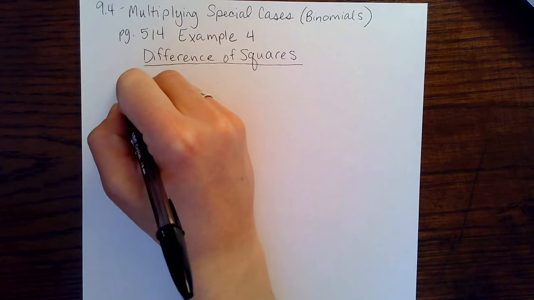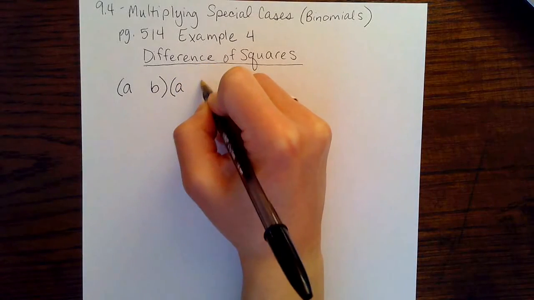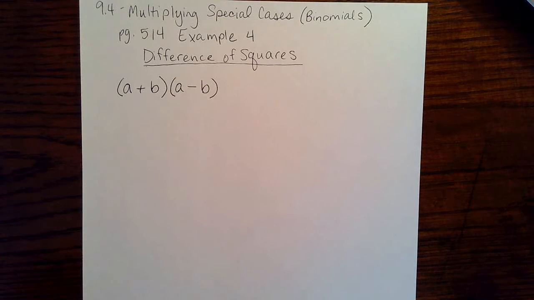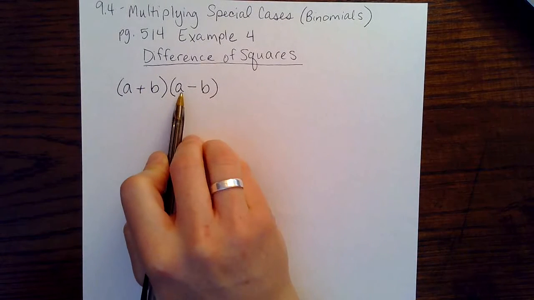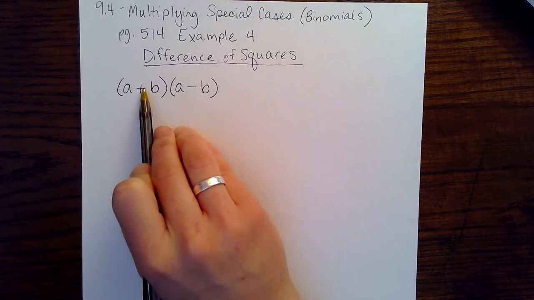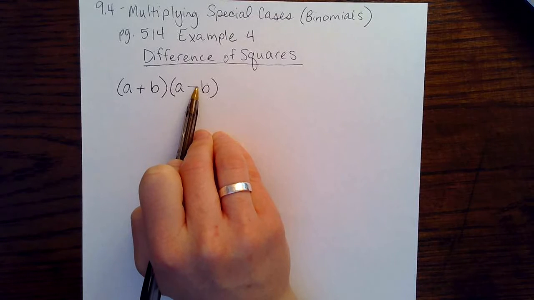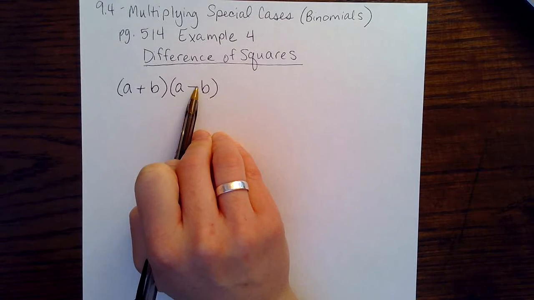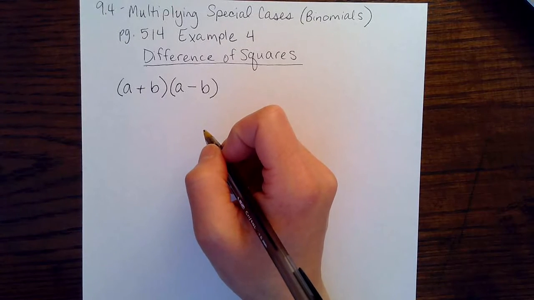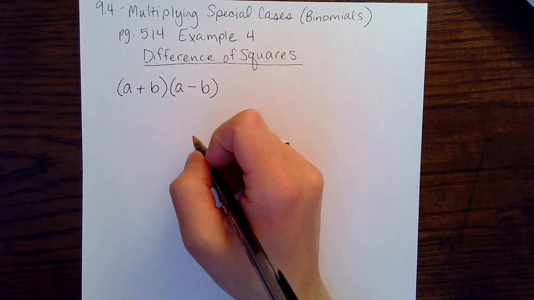So what that means is we have A and B, just like before, but this time one is addition and one is subtraction. So A plus B and A minus B. It's not really a square because they're not the same operation, but it does act similarly. So if we were to use FOIL, our method, and you can see this played out on page 514 at the beginning of that second part.